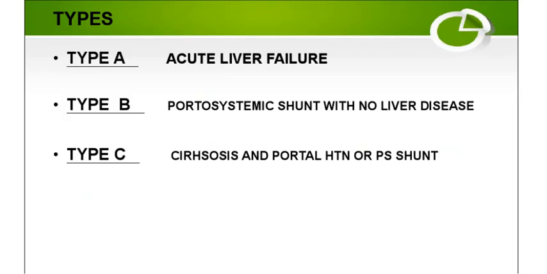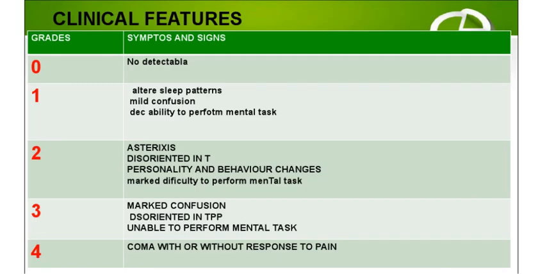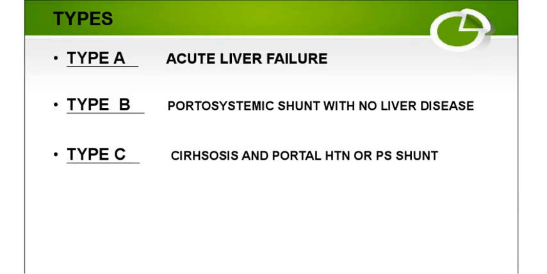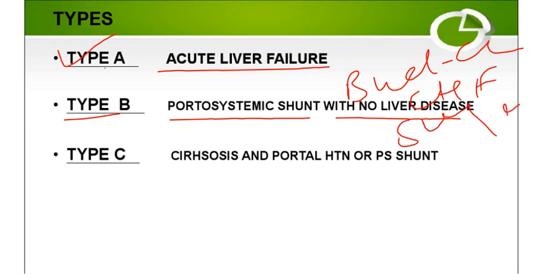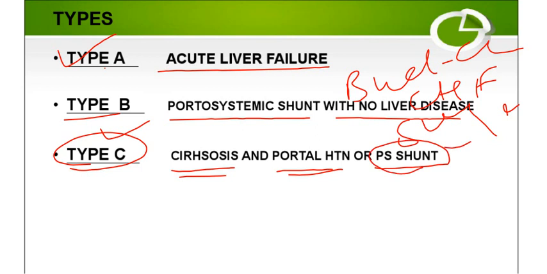Now what are the various types of hepatic encephalopathy? Type A is hepatic encephalopathy due to acute liver failure. Type B is due to portosystemic shunting with no liver disease, like Budd-Chiari syndrome, congestive heart failure, or a surgical cause, any cause which leads to shunting other than cirrhosis. Type C is actually what we are discussing right now, that is cirrhosis which leads to portal hypertension and then portosystemic shunting. That is type C. So these are the various types.